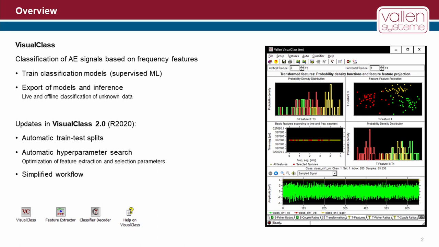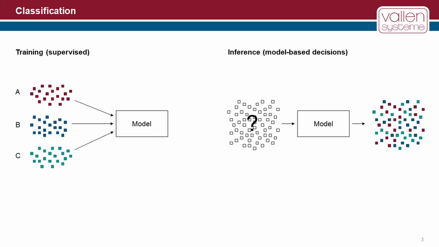VisualClass has a long history and has been part of the Vallen AE suite since 1997. With the current release 2020, VisualClass 2.0 was published. The new features and optimizations include automatic train test splits, automatic parameter search for model optimization, and a greatly simplified workflow. Classification is a supervised machine learning method.